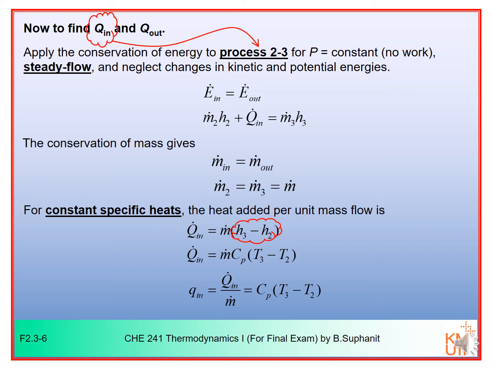For gas enthalpy, if we apply constant specific heat as a standard assumption, the enthalpy change between inlet and outlet can be written as Cp multiplied by T3 minus T2. We can then write the heat transfer rate as a specific heat rate, or small q in here. This is equal to Q in divided by m dot, which is equal to Cp multiplied by T3 minus T2.